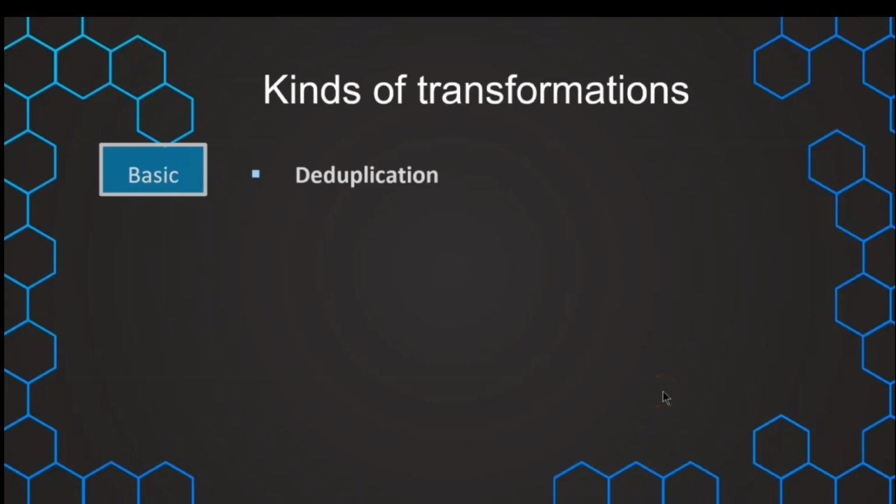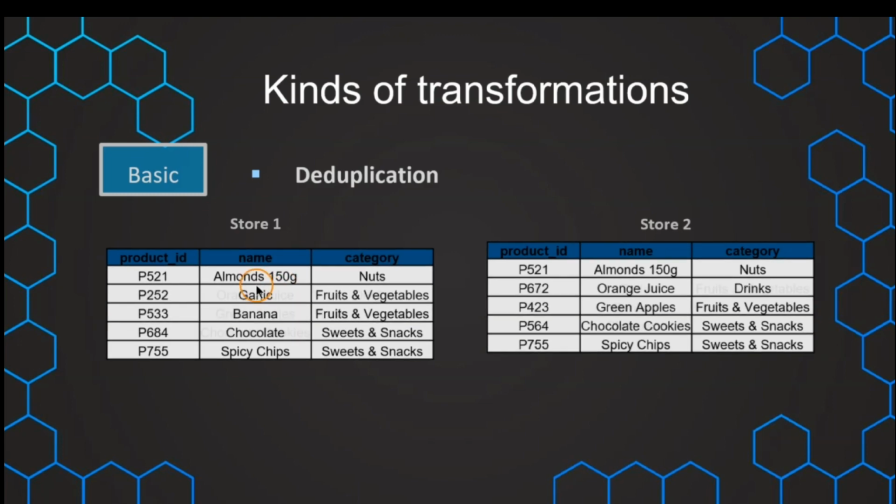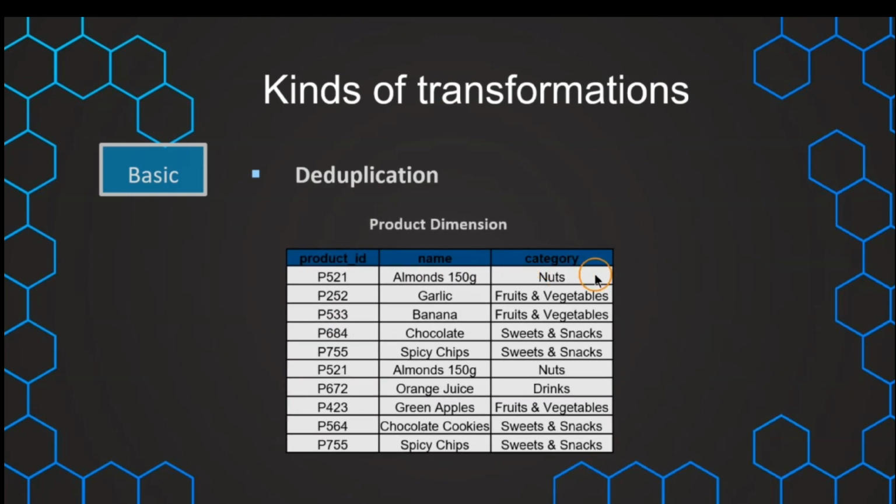Let's start with the basic data transformations. The first thing that we oftentimes need to do is to make sure that there are no duplicates in our data. This is something that we should consider especially if we have multiple systems. So let's imagine we have data from two different stores. Some of the products can be available in both of the stores. We want to create one unified dimension, and that's why we want to append the data so that we have one product dimension.